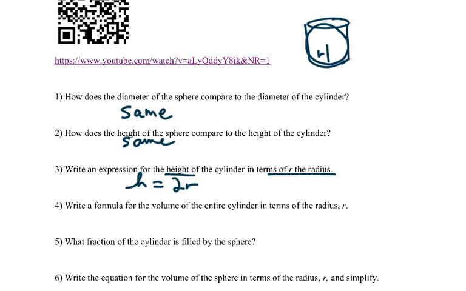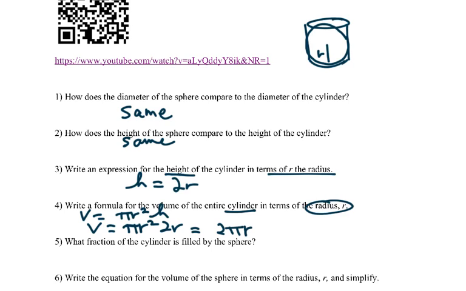Now write a formula for the volume of the entire cylinder in terms of the radius. So we know volume is pi r squared h, but we want it only in terms of r. So we just said h is 2r. So pi r squared times 2r is 2 pi r cubed.